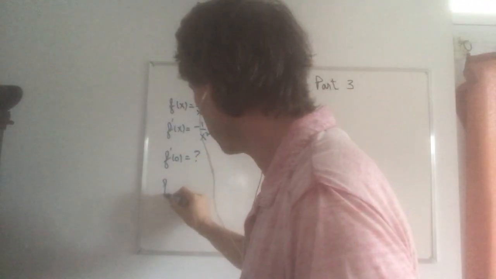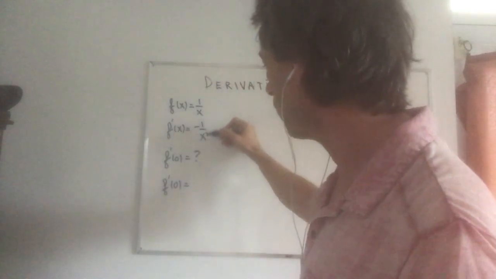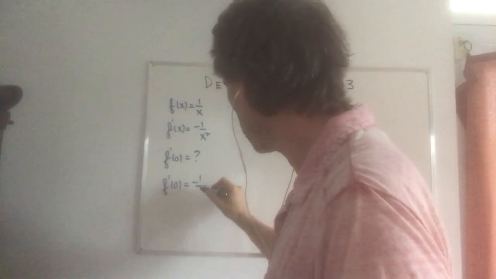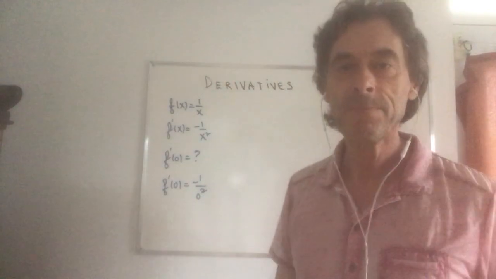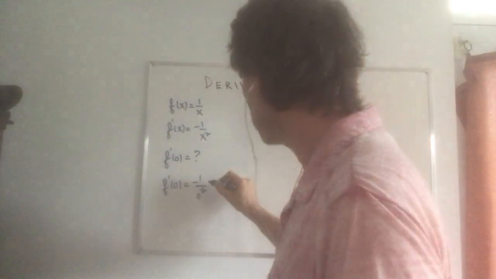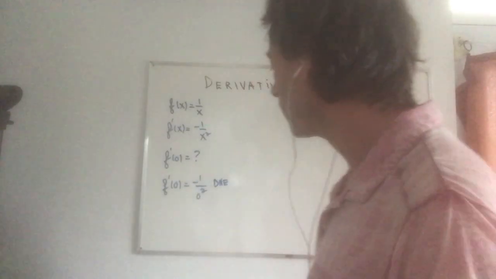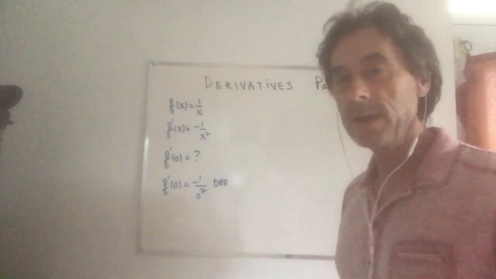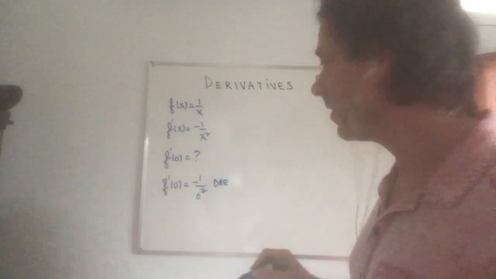Well, f prime of 0 is very easy to compute, because f prime is minus 1 over x squared, so it's minus 1 over 0 squared. And what is that? That's 1 over 0. So that's what we call undefined. Now, I'd like to investigate a little further why this is happening here.